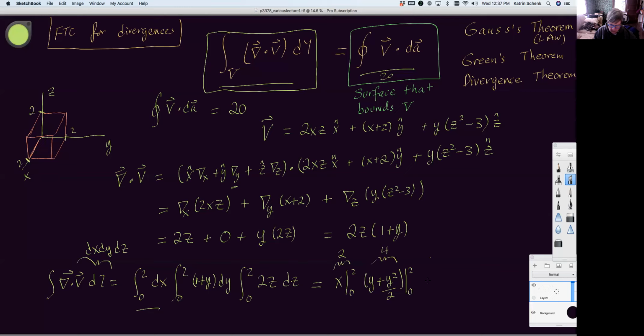And then we have the integral of 2z. That's going to be 2z squared over 2 from 0 to 2. So that's just going to be 4, because the 2's cancel, right? So this is 4. So we get 4 times 4 times 2. So why am I not getting 20? Oh, why did I think it was? Oh, I am messing up all left and right. I just read the wrong line. Oh, come on. Okay. 2 times 4, which is 8 times 4.